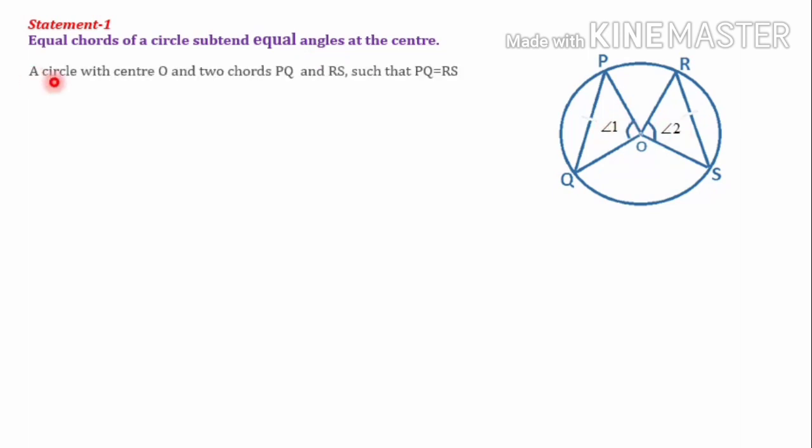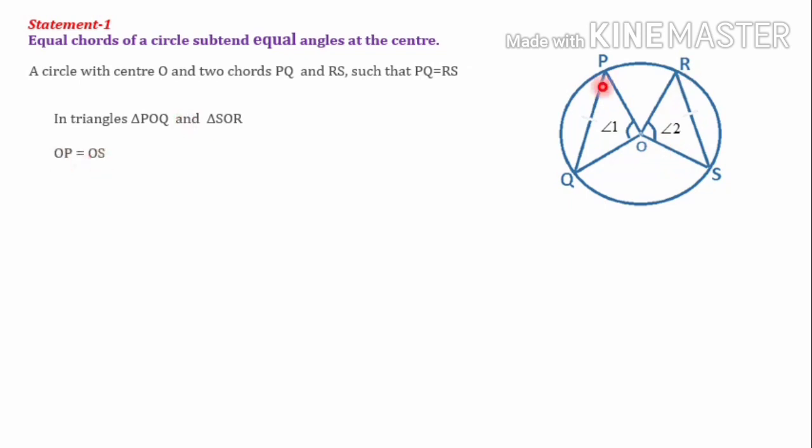Here, a circle with the center O and two chords PQ and RS, such that PQ is equal to RS, is given to you. As I explained before, we are writing this in words. PQ and RS are two chords of a circle having center O, and the given condition is PQ equal to RS. Then we have to prove the congruency of triangle POQ and triangle SOR.